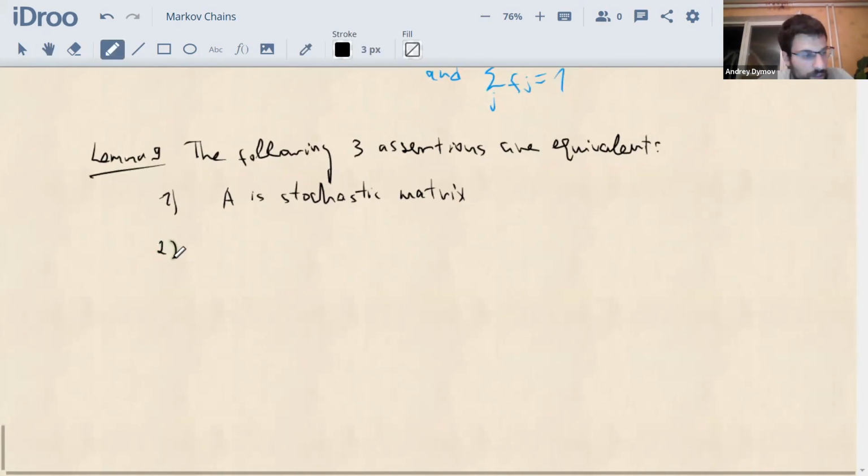The second assertion is slightly more complicated. So A multiplied, I can multiply on the right or on the left. It isn't important, but well, I would multiply it on the right. If I multiply it on the right, I should put a transposition, because as I told, my vectors are row vectors, and this should be a non-negative vector for any non-negative f.